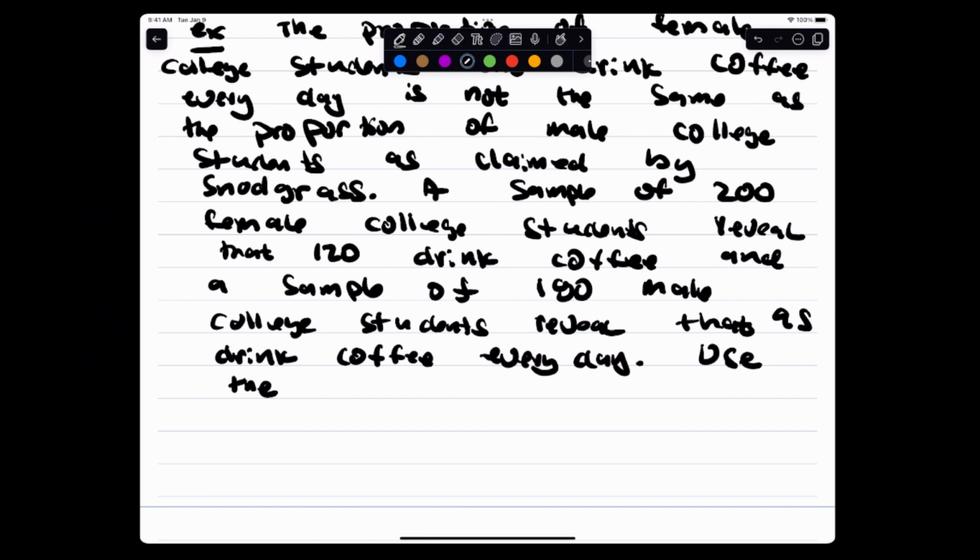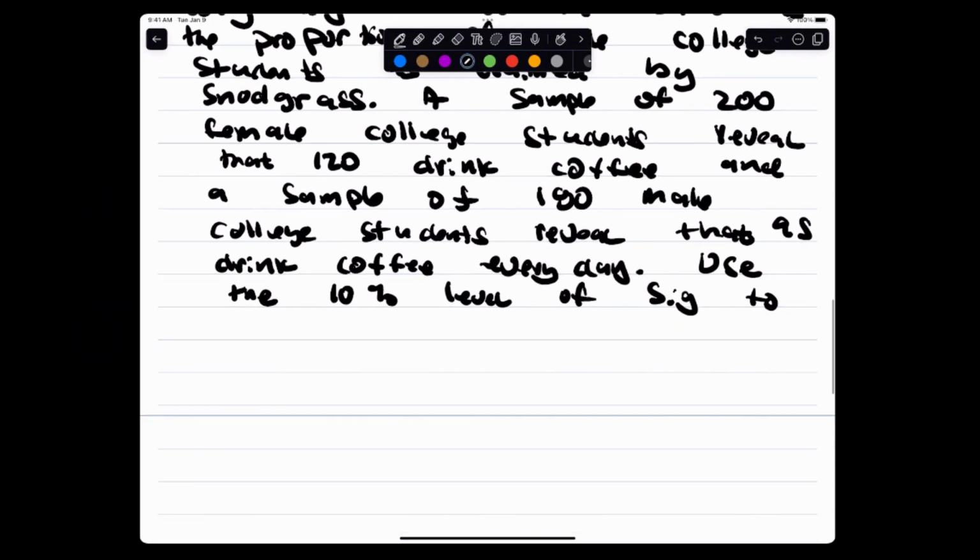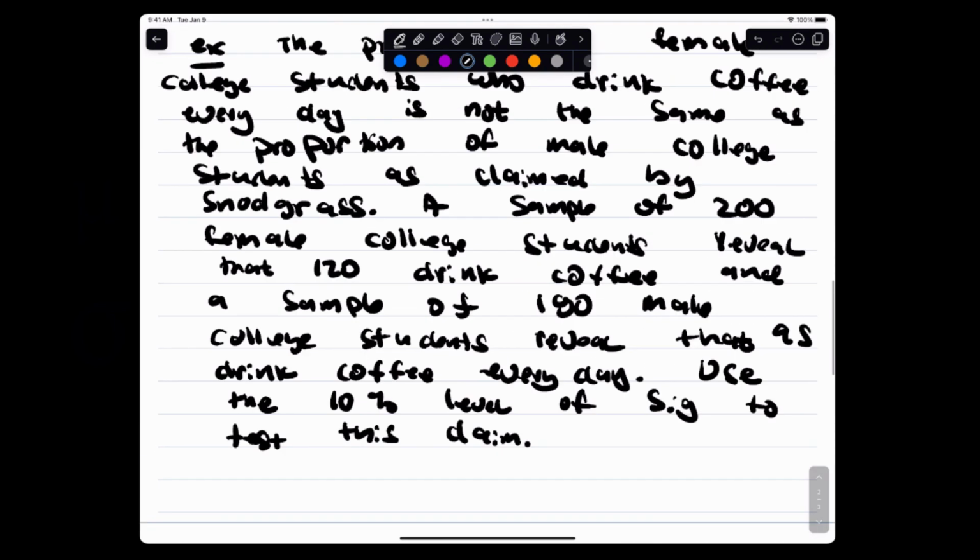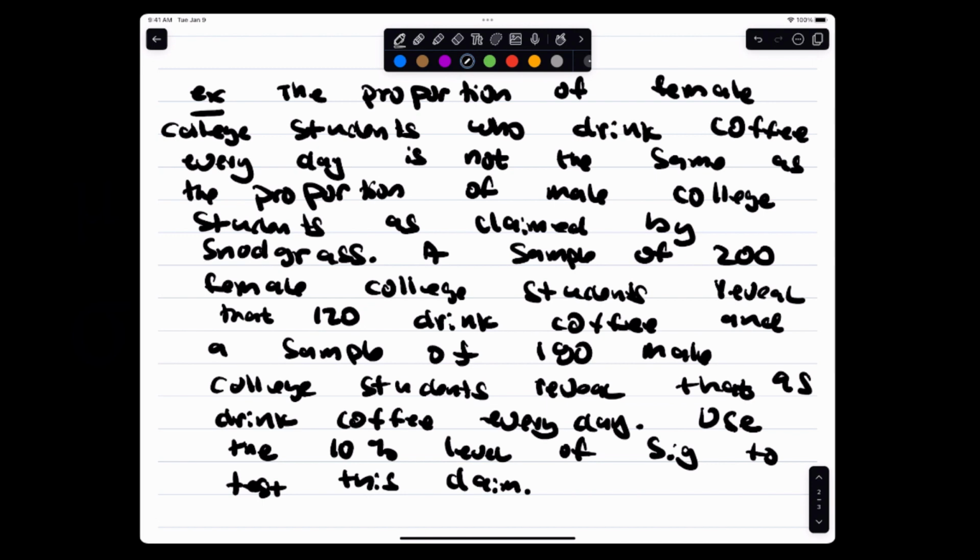Use the 1%. Well, let's do 5 again. 5% level of significance to, I'm sorry, let me change it again. 10%. I know you haven't written everything down. To test this claim. This is the modern method. We're going to use the p-value method.